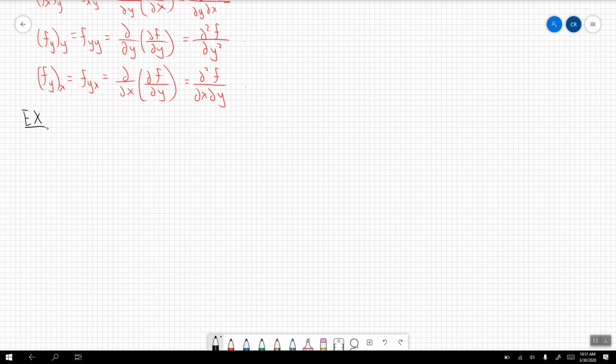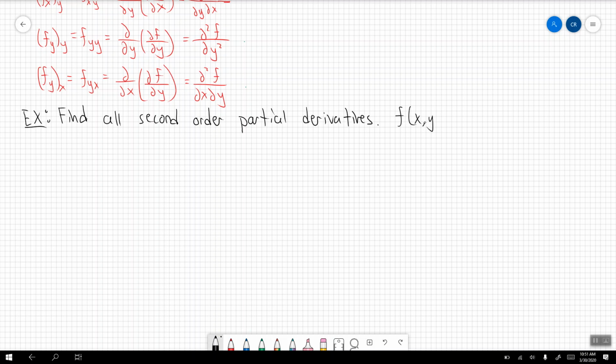Here goes your example. We want to find all second order partial derivatives for this given function, and this given function is going to be f of x, y is equal to cosine of 2x minus x squared e to the power of 5y plus 3y squared. So here's our function.